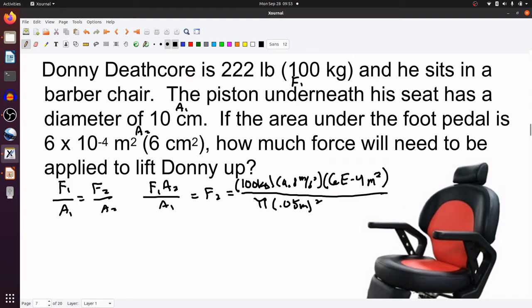So let's do some math here. 100 times 9.8 times 6e negative 4, and then divide that by pi, and then divide that by 0.05 squared. And I get 75 newtons.